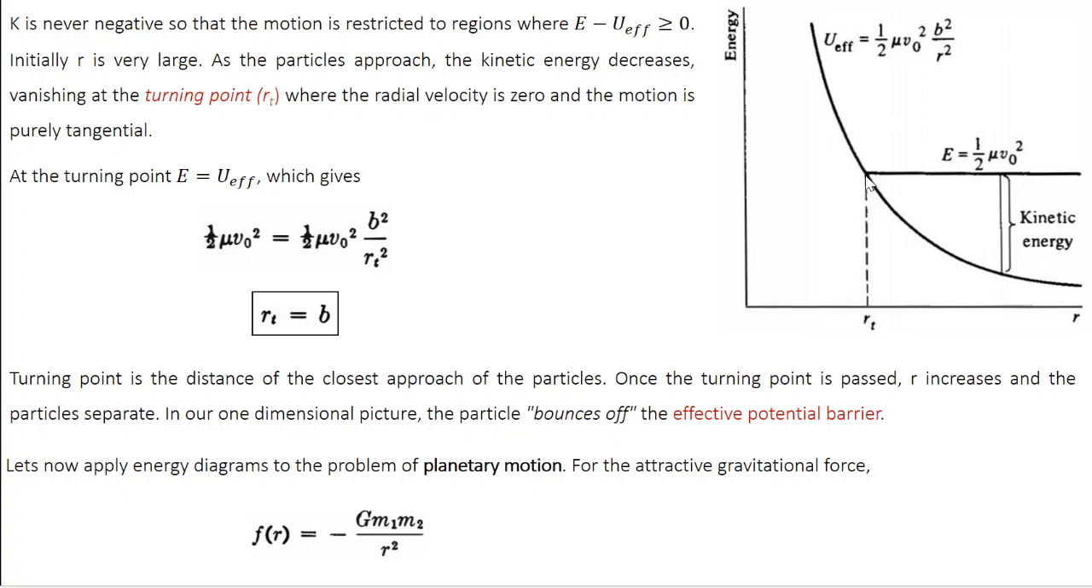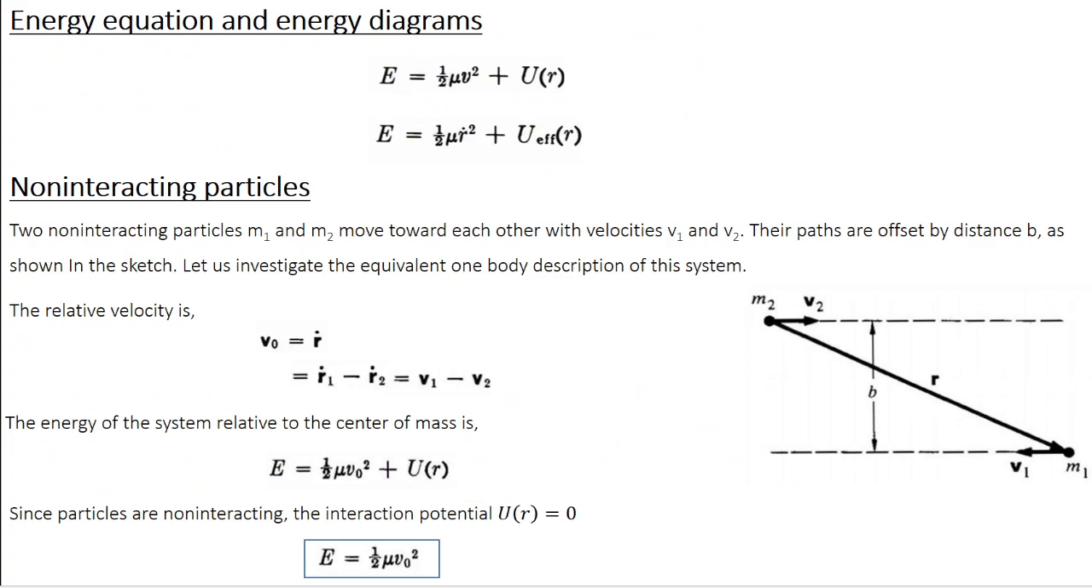So at the turning point, as I said, the kinetic energy is zero, and if you look at the radial velocity, half mu r dot squared, since kinetic energy is zero, the radial velocity is going to be zero and the motion is purely tangential. And what's the value of this turning point? So let's get a clue from the diagram itself.